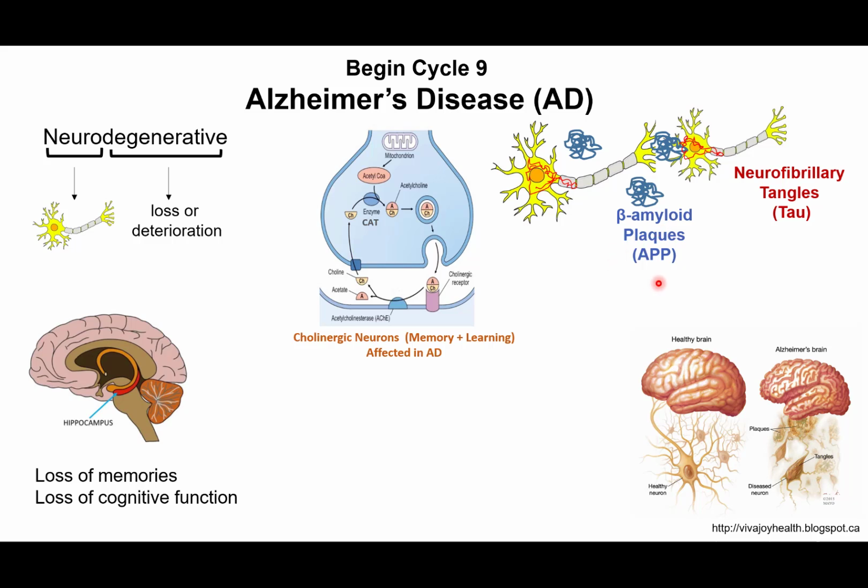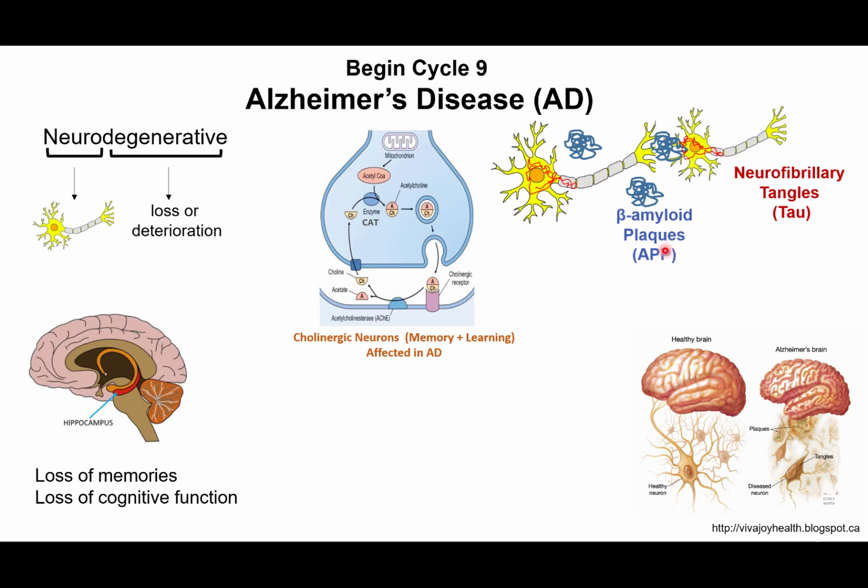APP is a normal protein called amyloid precursor protein that sits on your membrane, and it's involved in the normal function of a neuron. It helps the neuron function normally on a day-to-day basis. When this gets deregulated, you get the formation of plaques. How many of you have heard of plaques and tangles in Alzheimer's? It's the pathological hallmark. If you have plaques and tangles, you have Alzheimer's, period.